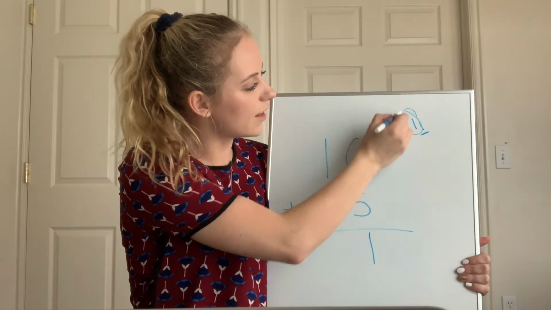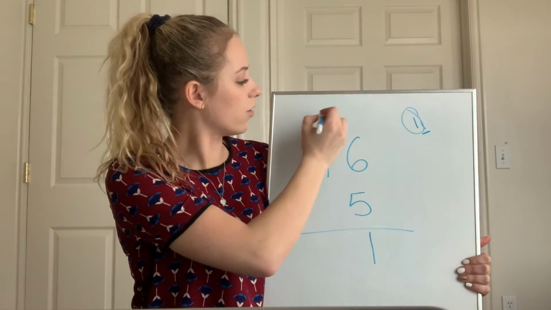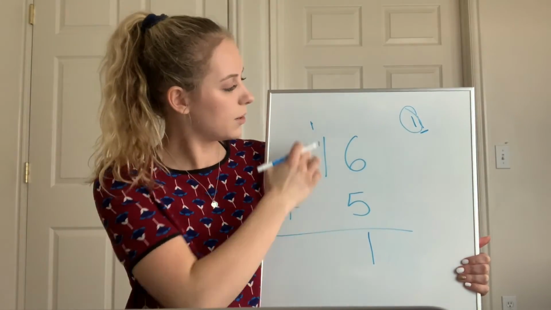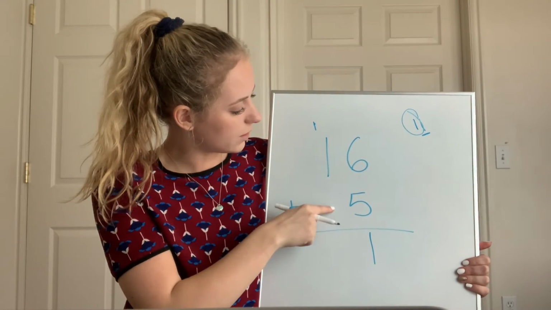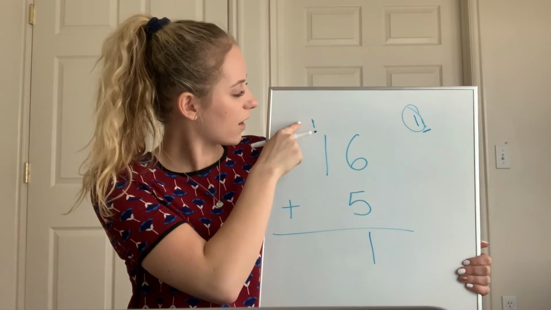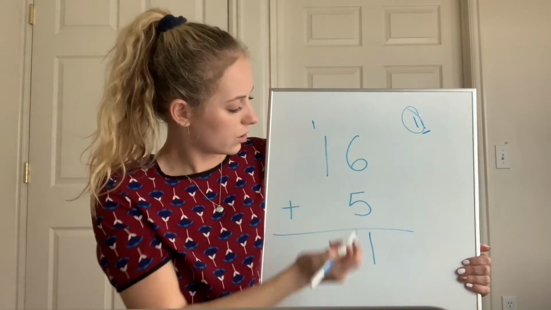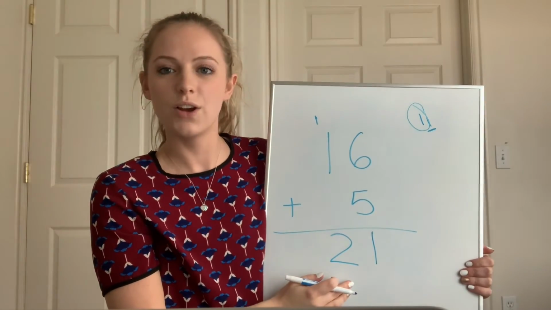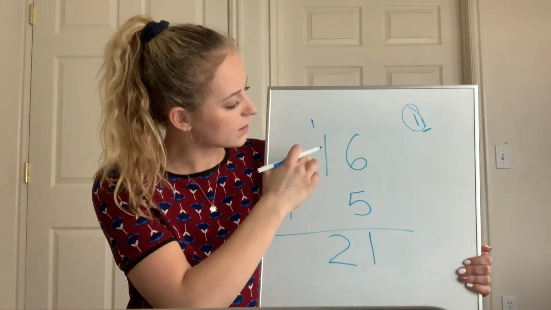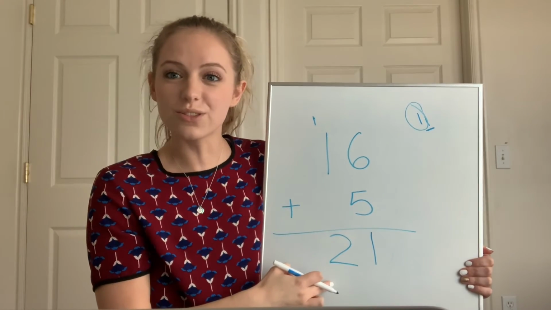With that extra 10 that we have, remember we're going to carry it all the way over to the tens place because it belongs in the tens place. Now we have 1 plus 0 is 1, plus that extra 10 is 2. So we're going to write that 2 down in the tens place, which means that we know that 16 plus 5 equals 21. Hopefully that video helped explain to you how we do addition when we have a single digit number and a double digit number.